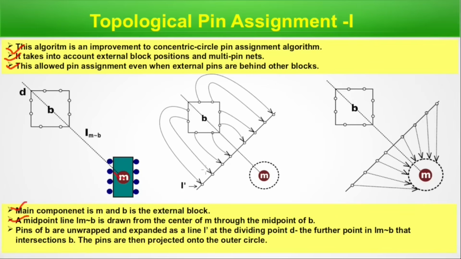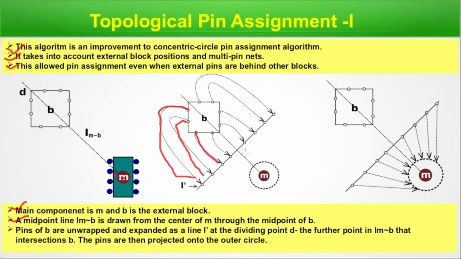Another line we draw, this one, in between B and M, so that it intersects LMB. Pins of B are unwrapped and expanded as line L dash at the dividing point D, the further point on LMB that intersects B. The pins are then projected onto the outer circle. So we draw a line L dash like that, and we project the pins of B this way.